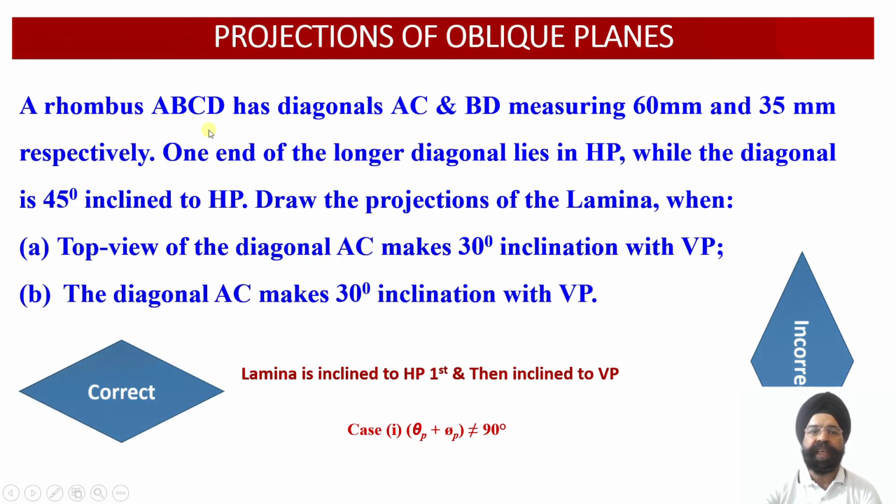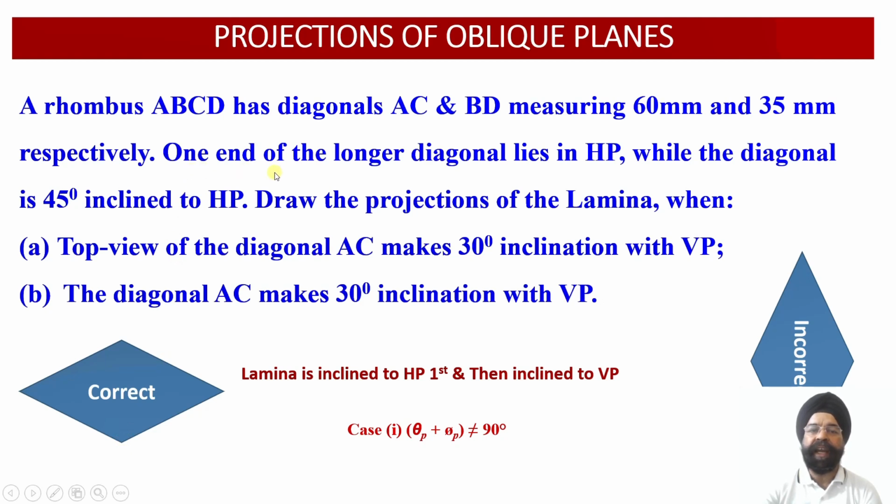A rhombus ABCD has diagonals AC and BD measuring 60 millimeter and 35 millimeter. As we already know, a rhombus has two diagonals which are unequal. The longer diagonal has been provided to us, that is 60 millimeter, and the smaller diagonal has been provided as 35 millimeter.